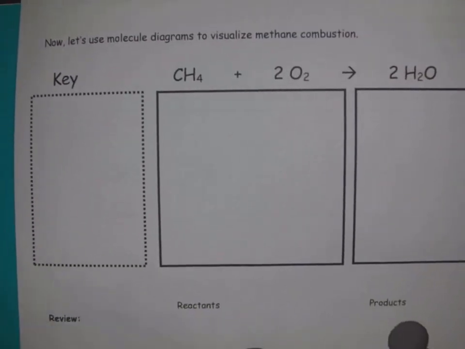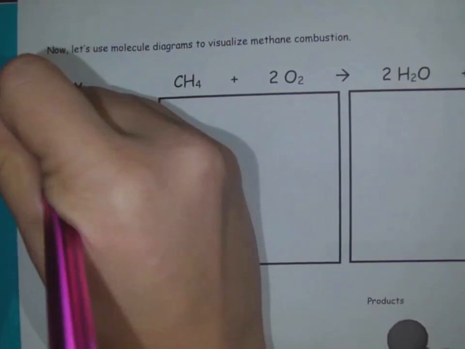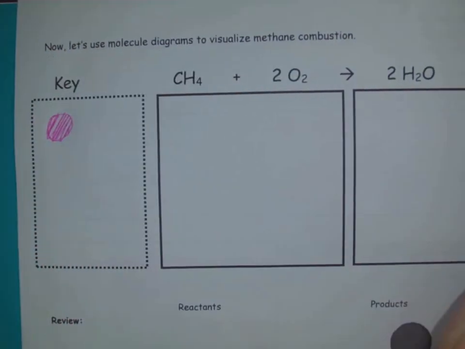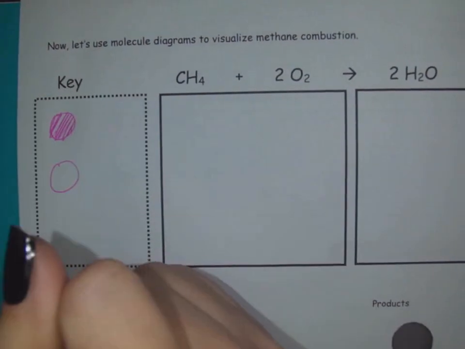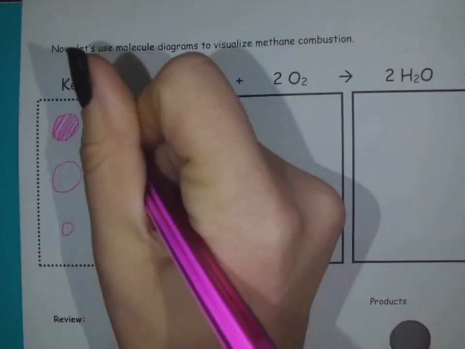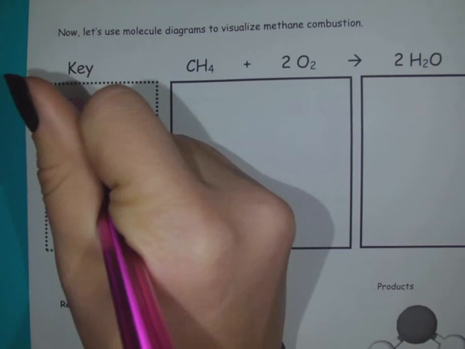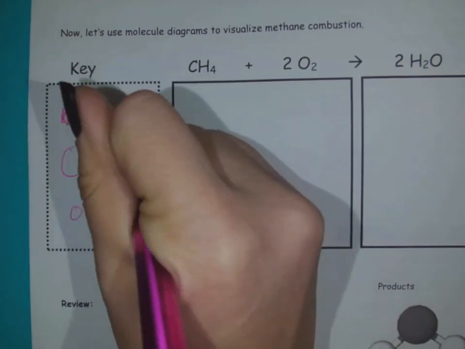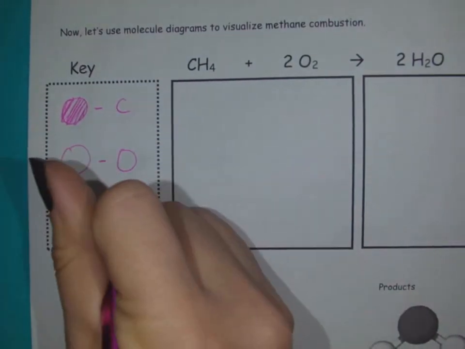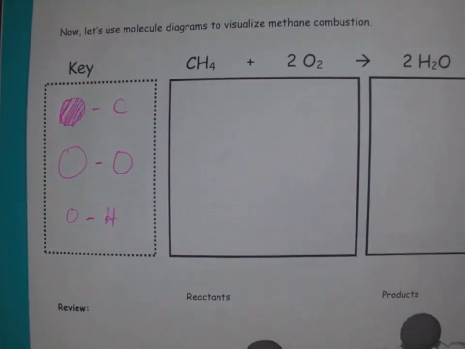In this reaction, we have carbon, we have oxygen, we have hydrogen. So if it's a bigger one that I color in, that's going to be carbon. If it's a bigger one that's not colored in, that's going to be oxygen. And if it's a smaller one that's not colored in, that's going to be hydrogen.